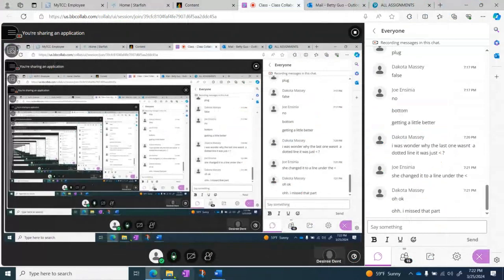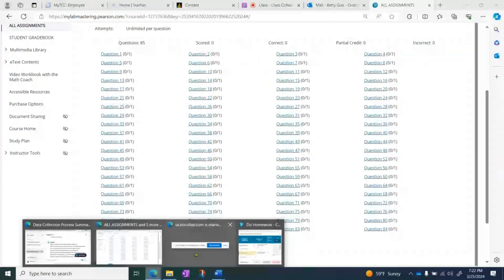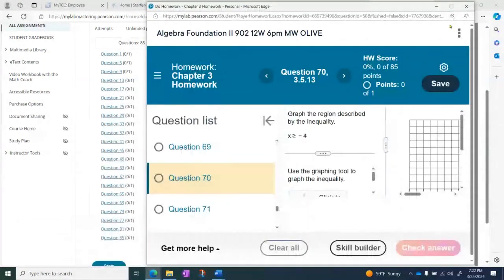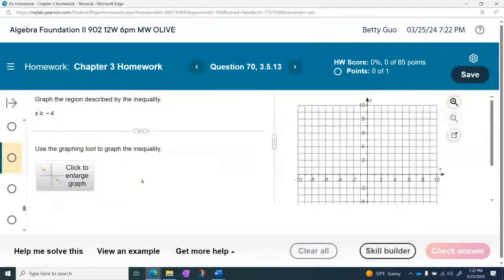Oh, okay. Let's look at Pearson. What's the question I got just now? Yeah, this one. Graph the region described by the inequality. You tell me how to do it. What's the first step? The inequality is x is bigger than or equal to -4. It doesn't have a y. It doesn't matter. What does it mean that the inequality is missing the variable y?